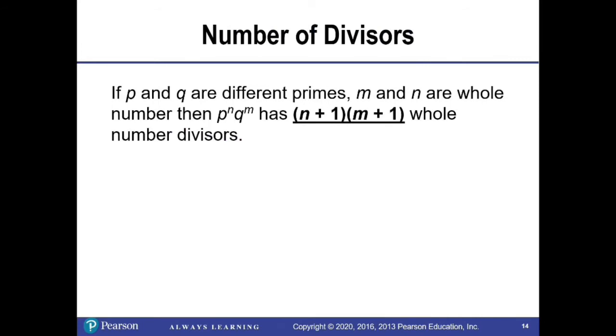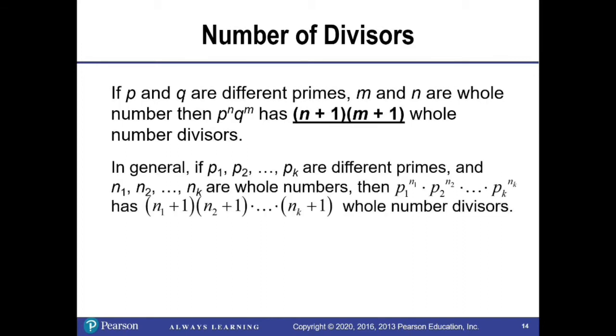Well, what if I want to know how many divisors a number has? I look at the powers. So here, notice we have a p to the n and a q to the m. I want to look at those powers, the n and the m. And notice I add 1 to each of those powers, and then I'm going to multiply those numbers together. If I have more than 2 primes that I'm multiplying together, the same rule holds. I look at the powers, and I add 1 to each power, and then I multiply all of these numbers together.